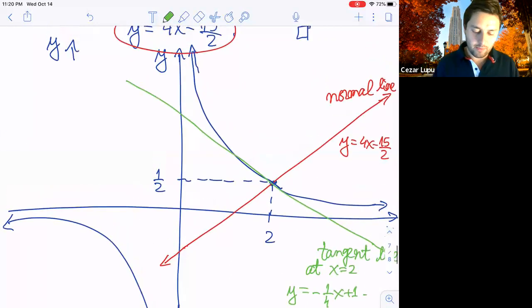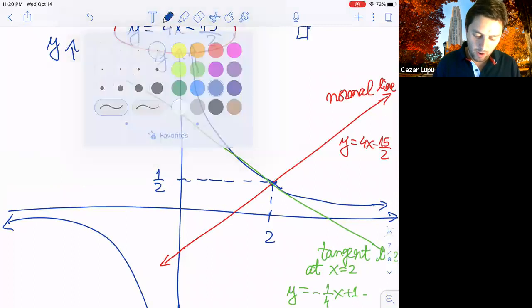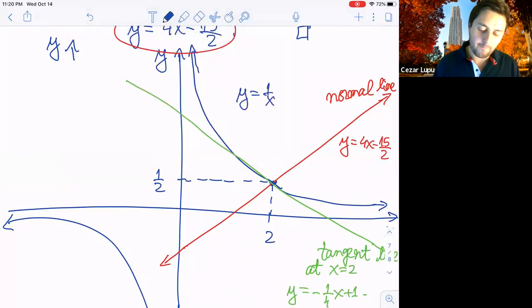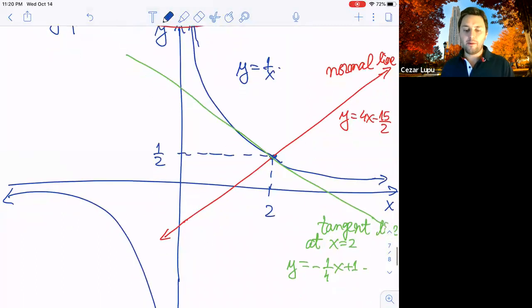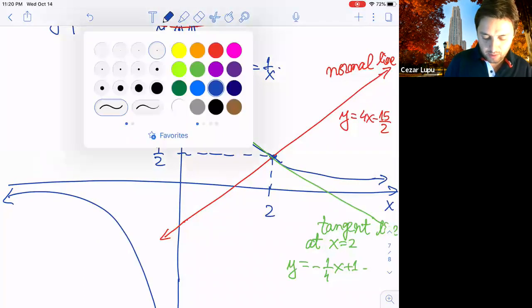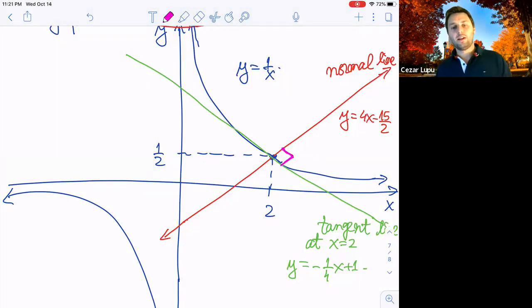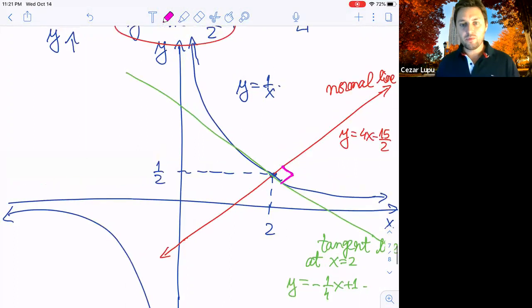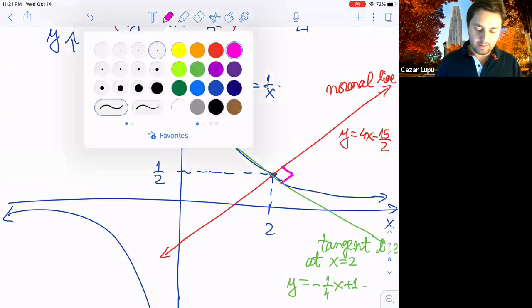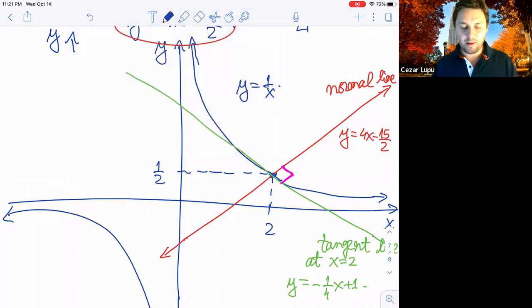And this is the graph of this function. Let's just say here y equals 1/x. So as you can see here, they intersect, and moreover, they form a right angle here. So they're perpendicular, right? Which means that the product of their slopes is -1. Okay, now this is what we call the normal line.